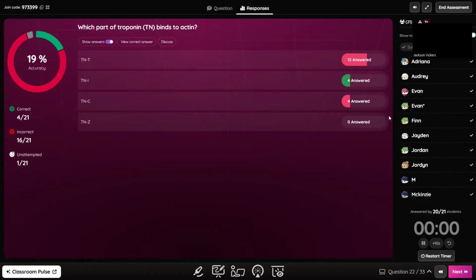That's the part that binds to actin. That's like the golf club of the troponin. And then TNC, troponin C, C stands for calcium. That's the part that binds to calcium. And then Z is not a thing. Wait, what was TNT again? TNT is the part that binds to tropomyosin, so it's like the handle of a golf club. Yep.